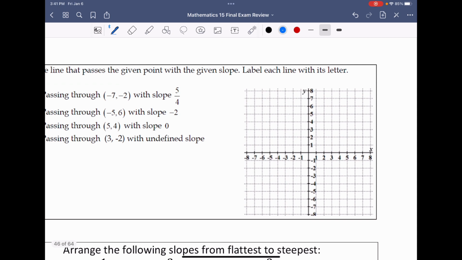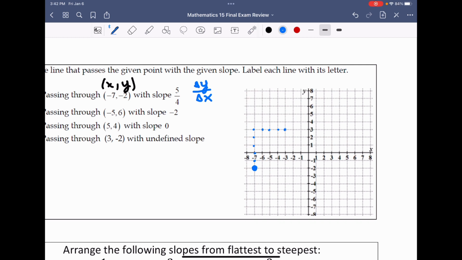-7 and -2. Remember, ordered pairs are always in terms of X and Y. So we go over to -7 for our X and down to -2 for our Y. Here is the first point of A. We then use the positive slope to get our second point. I'm going to go 1, 2, 3, 4, 5 vertically, because remember, slope is change in Y over change in X. So we go up 5 units, to the right 4 units. 1, 2, 3, 4.